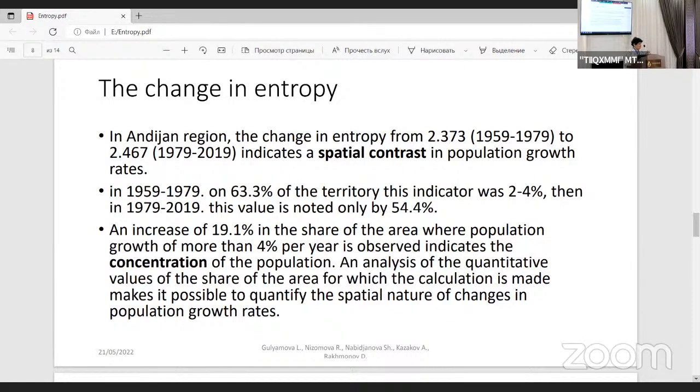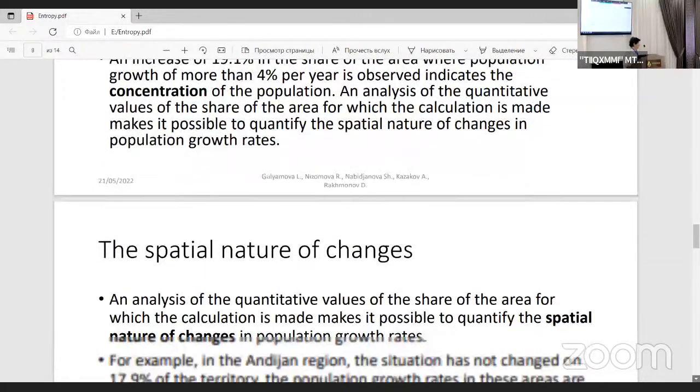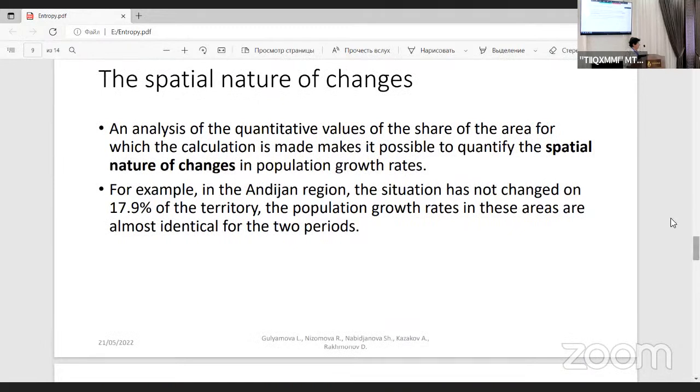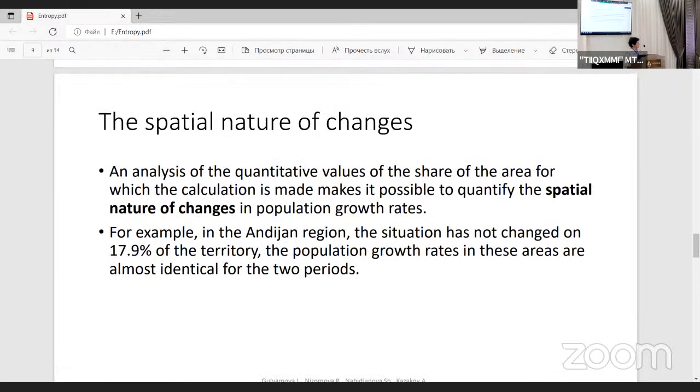So we want to see what does it mean. An increase of 90% share here, where population growth of more than 1% is observed in the concentration of population. And the analysis of these quantitative values of this share of the population makes it possible to quantify the spatial nature of changes in population growth. So the spatial nature of these changes.